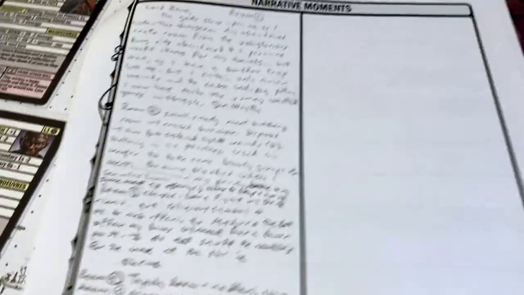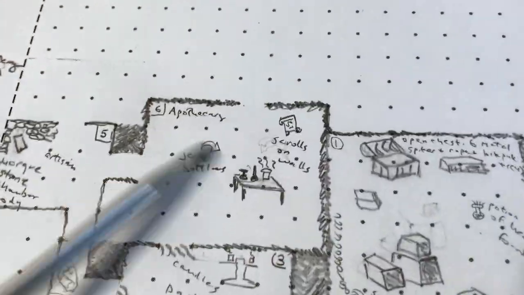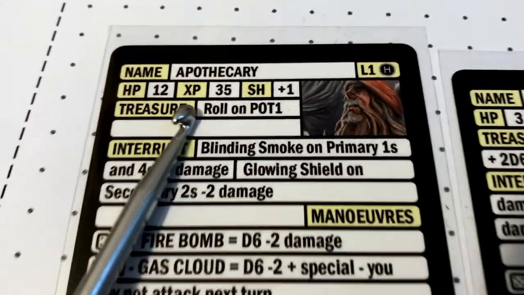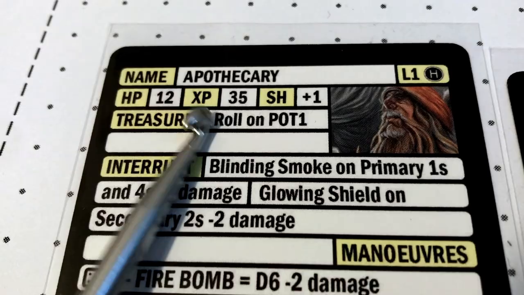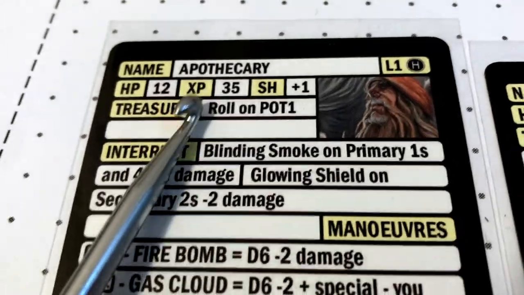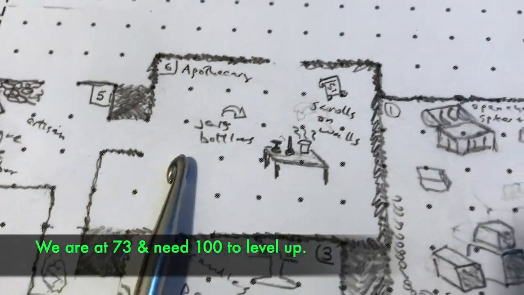All right, this seems like a good entry number two in my 2D6 dungeon vlog. We have just defeated this apothecary here that gave us 35 experience points, which almost doubled the amount that we had prior to the encounter. So that was awesome. We're at about 70 something. We'll take a look at that in a minute.